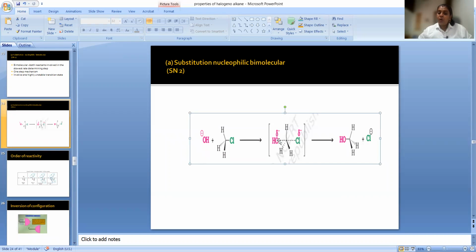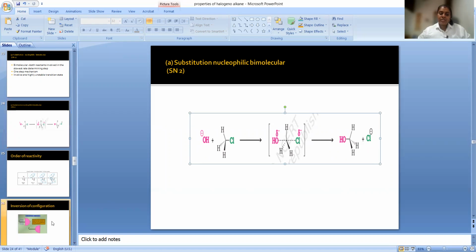What is the reason? OH will be coming from a side opposite to the leaving group because the leaving group is also negative. So there will be repulsion between the negatively charged leaving group and the OH minus. Because of that, the OH minus, that is the nucleophile, will be coming from a side opposite to the leaving group. So that will result in total inversion of configuration, because Cl was here, right? After this, the attacking group will be on the opposite side of that leaving group.